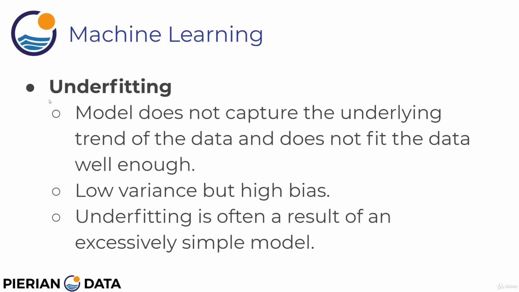Now let's think about underfitting. Underfitting is when a model does not capture the underlying trend of the data and does not fit the data well enough, kind of the opposite of overfitting. And this results in low variance but high bias. And underfitting is often the result of an excessively simple model.